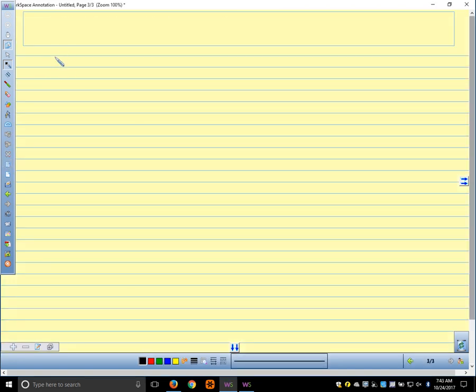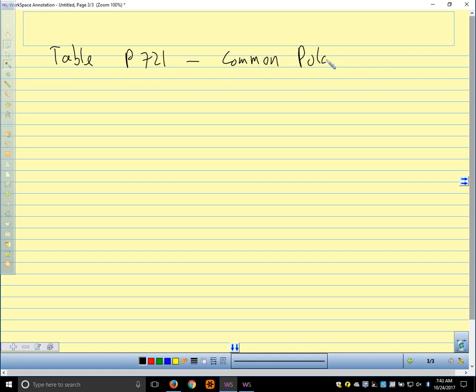In your book, there is a table, and I gave our class a similar table in pre-calc on page 721 that has a list of common polar graphs. The ones that we will get very familiar with are circles, cardioids, lemniscates, and rose curves. But as we see them more, we'll start to recognize them.